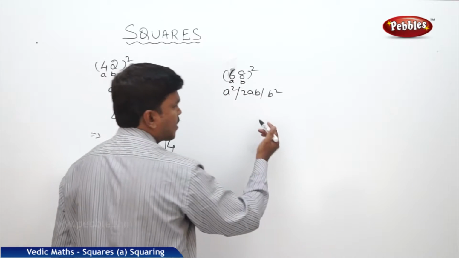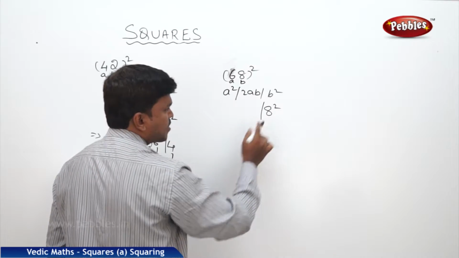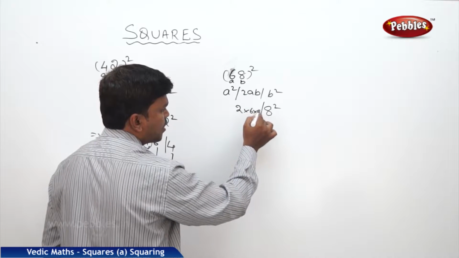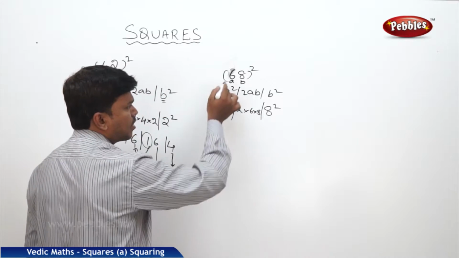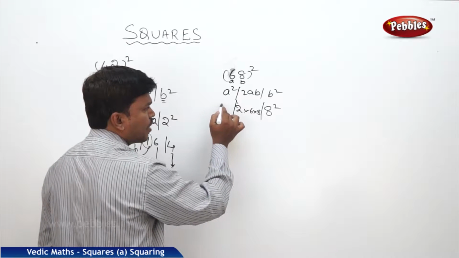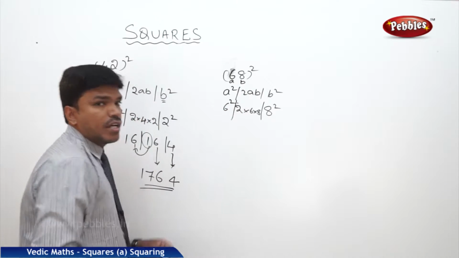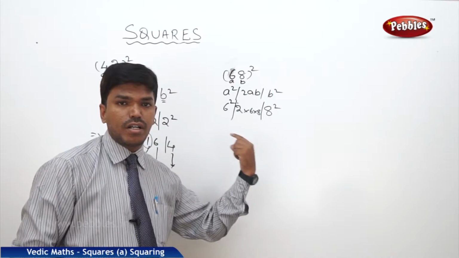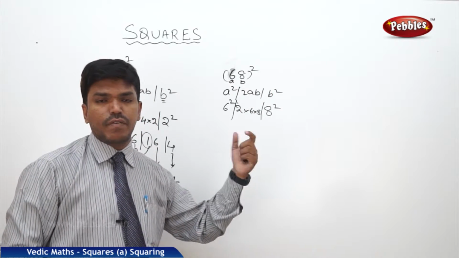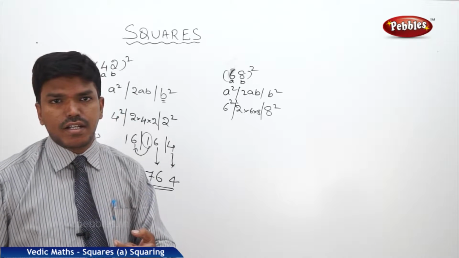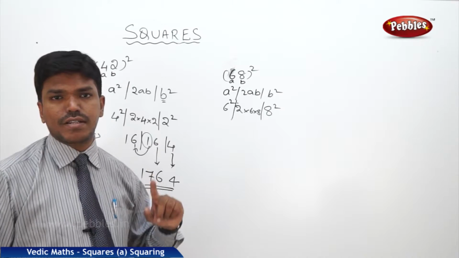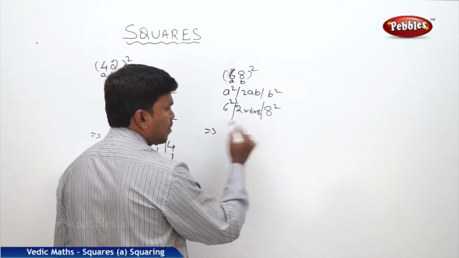So start from the right side. B square means 8 square, 2AB, that is 2 into 6 into 8. Next, A square. A means 6, so A square means 6 square. Remember, for your understanding purpose only, I am putting the steps. But once I practice, or once I am good with the understanding, then I will do the direct steps. Anyhow, start from the right side.